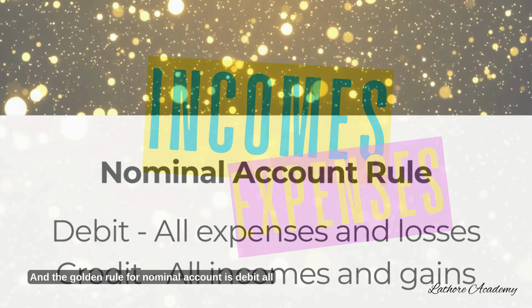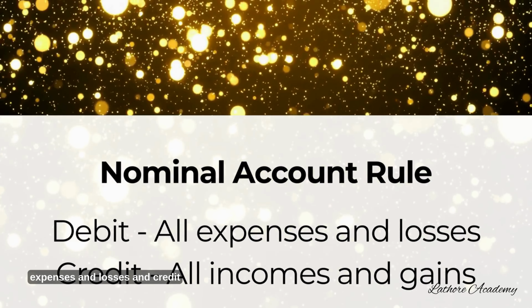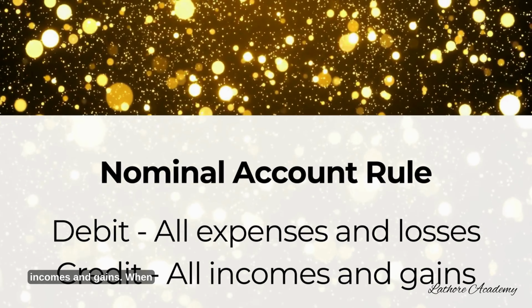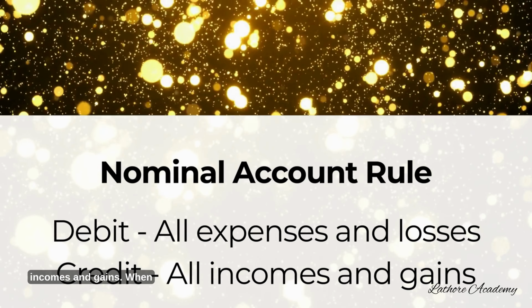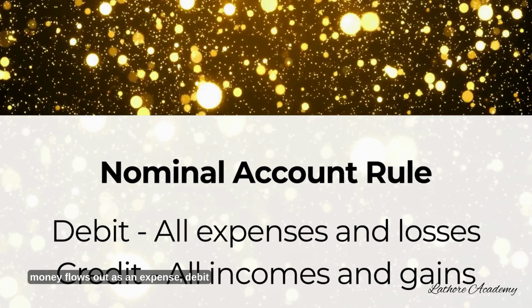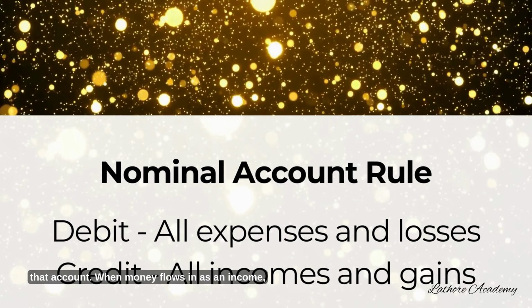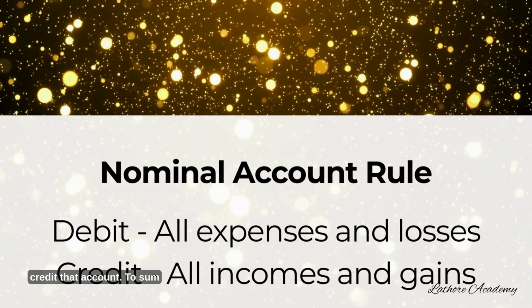And the golden rule for nominal account is debit all expenses and losses and credit incomes and gains. When money flows out as an expense, debit that account. When money flows in as an income, credit that account.